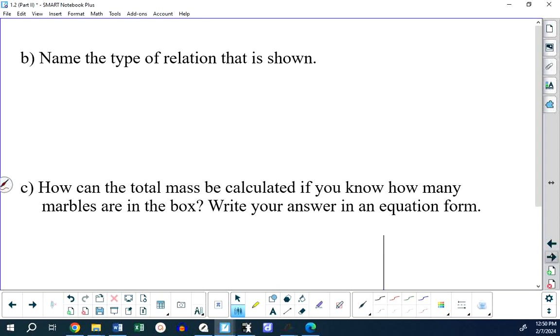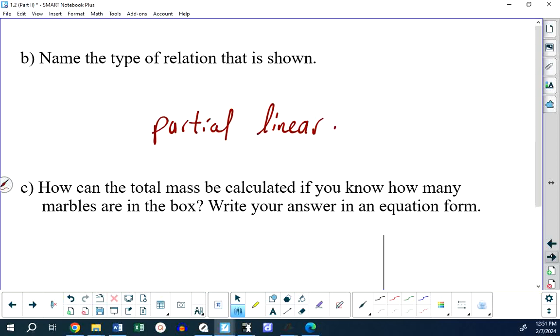Aaliyah, what type of relation is this? Partial linear. Perfect. And again, we've already reviewed this, but briefly, it's partial because it doesn't go through the origin. It does not go through the origin. And it's linear because it's a straight line.